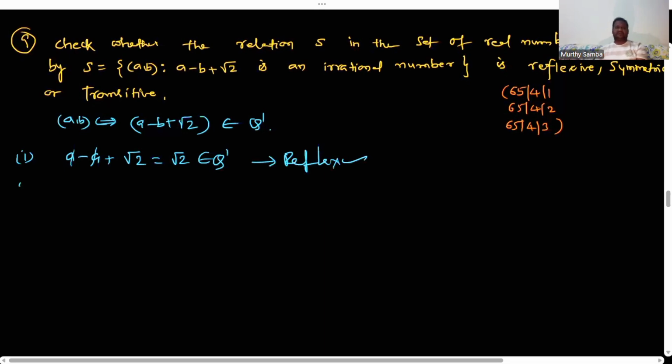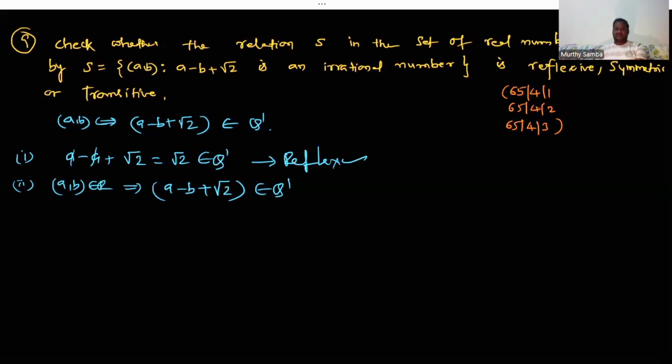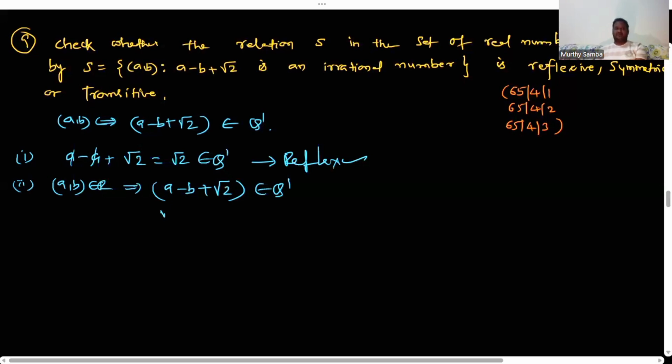So coming to the second property, what is the second property? Symmetric. What do you mean by a symmetric relation? a comma b belongs to R means a minus b plus root 2 is an irrational number. Let me take two numbers a and b such that a minus b plus root 2 is an irrational number. I am taking a is equal to root 2 and b is equal to some 10, and then a minus b plus root 2 is equal to 1.